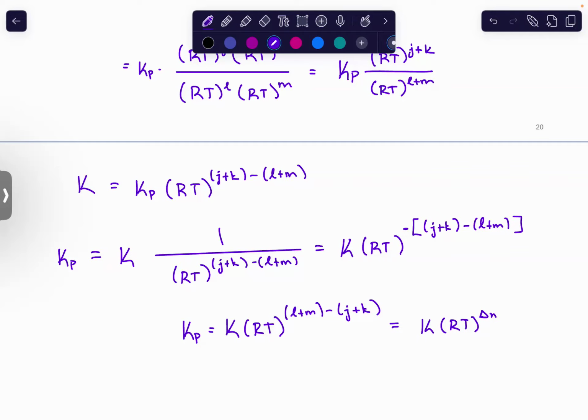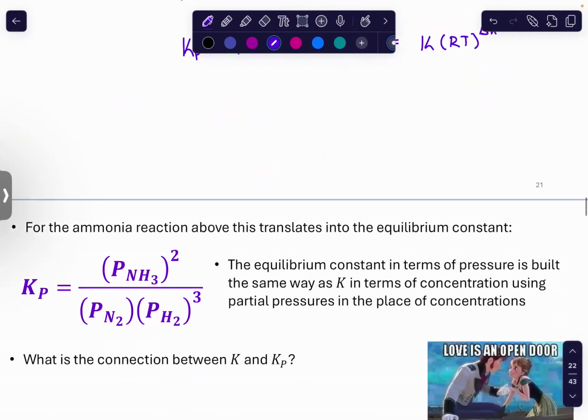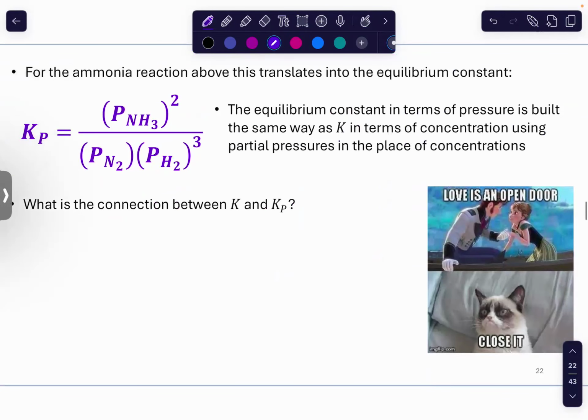Okay. This might make more sense. So there's your KP.